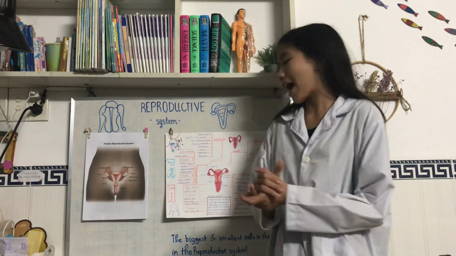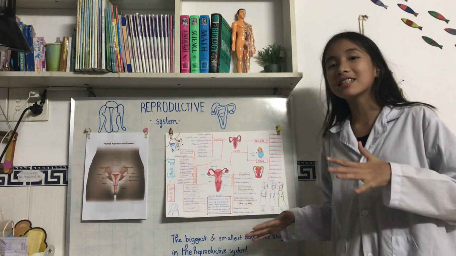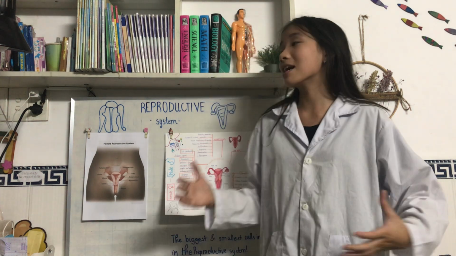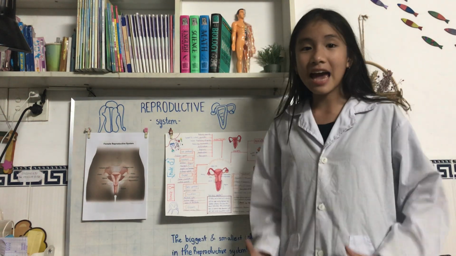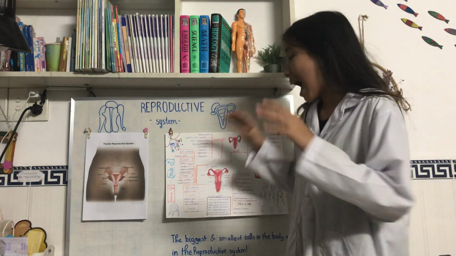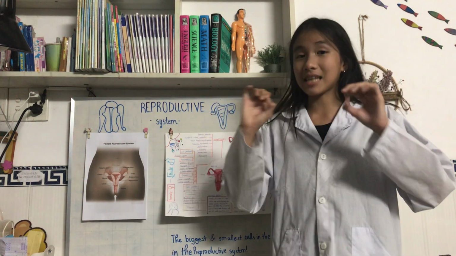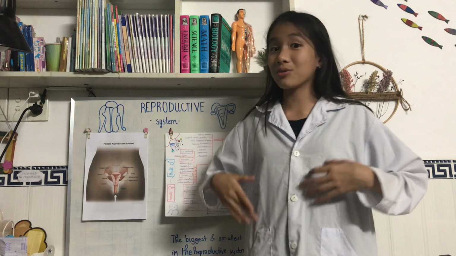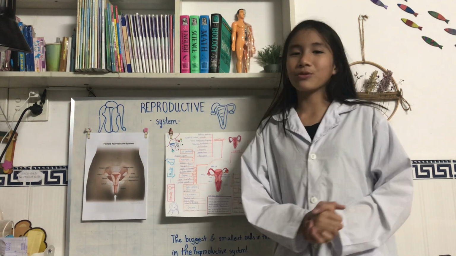Did you know that the biggest and smallest cells in our whole body are in the reproductive system only? Well, yes. If you think about it, the egg is the largest cell in our whole body, and the smallest cell is the sperm, which is also in the reproductive system.